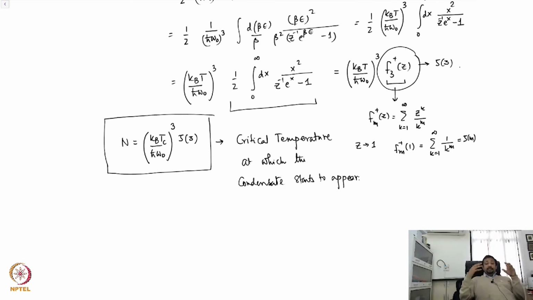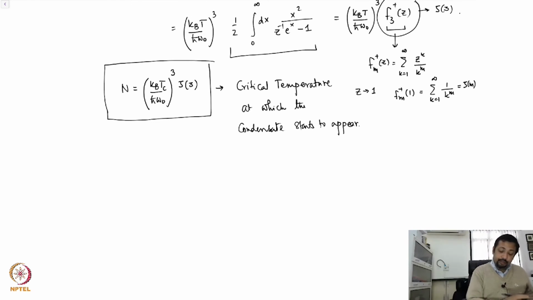So essentially, at this temperature you have the particles starting to populate the ground state of the system, not the k equal to 0 momentum state, because it's no longer a free particle system. One has to keep that in mind.